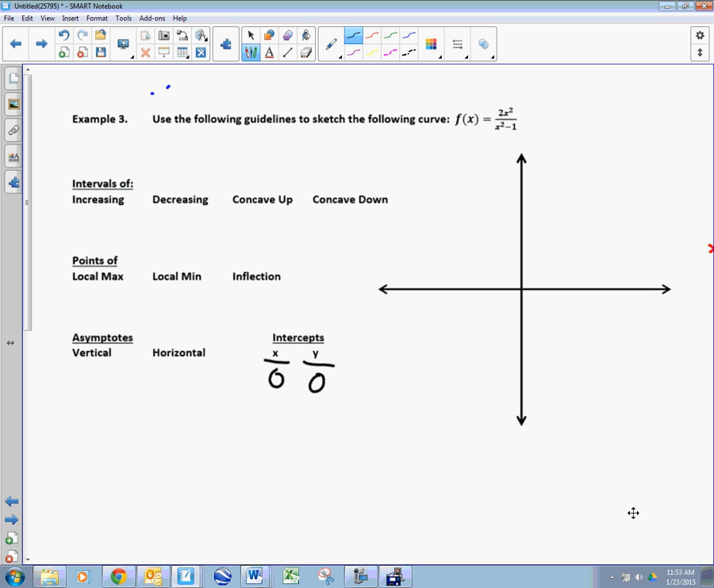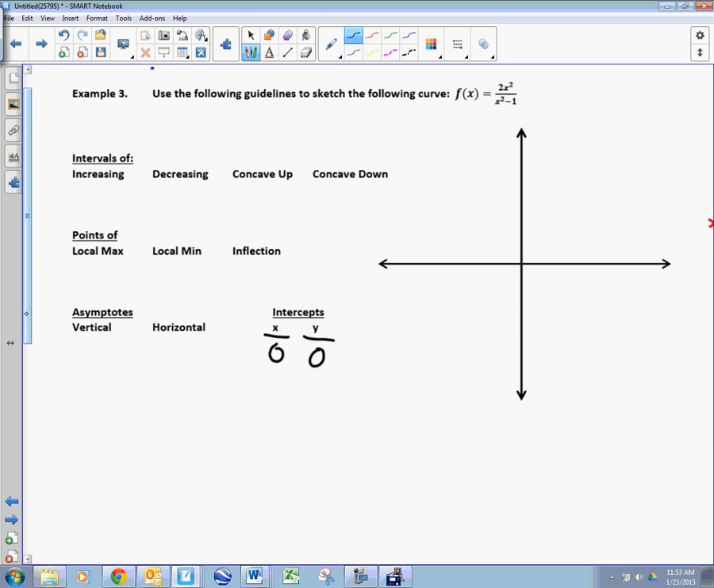In order to find the vertical asymptotes, I look to see where the function is undefined. Where is it undefined? Very good. So x equals positive 1 and x equals negative 1. I look at where the function is undefined. Where is the denominator equal to 0? And I have positive 1 and negative 1.